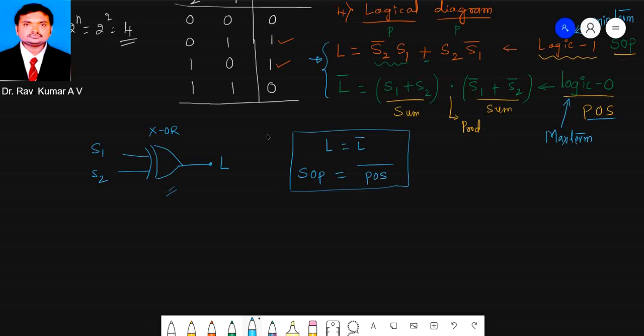Similarly, this is the operation of XNOR. So we can also write it as S1, S2 XNOR. This should be L bar. Whatever you are getting as zeros, it is L bar. This is also your XNOR operation. So this is how we need to design or implement any combinational logic circuit.